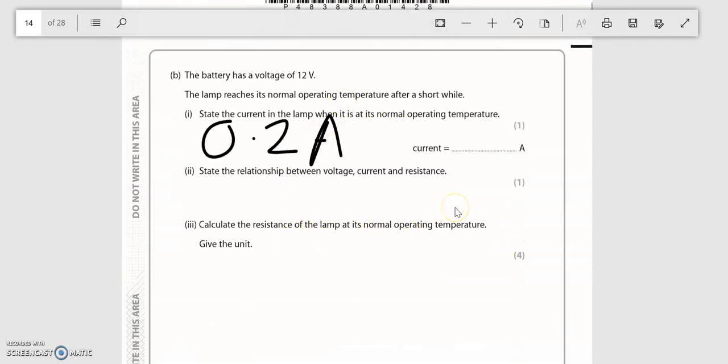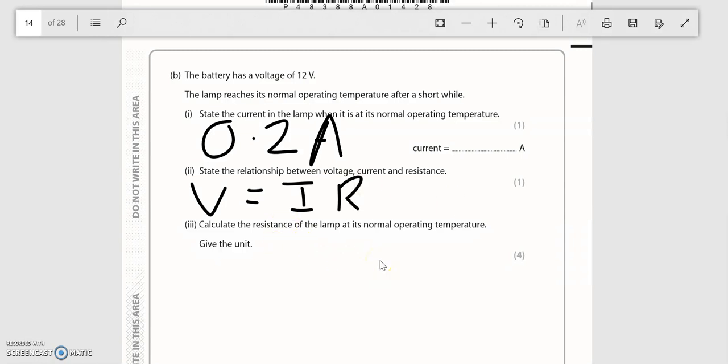Then it's asking for an equation. Use words. So voltage is current times resistance, which is Ohm's law. If you insist on using symbols, the only acceptable ones are capital V equals capital I times capital R.